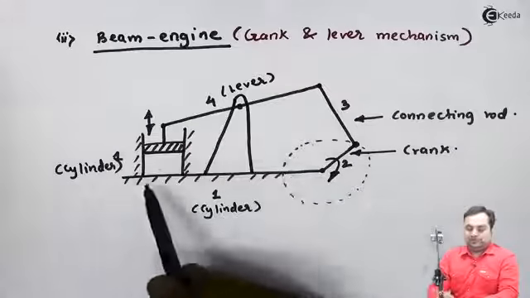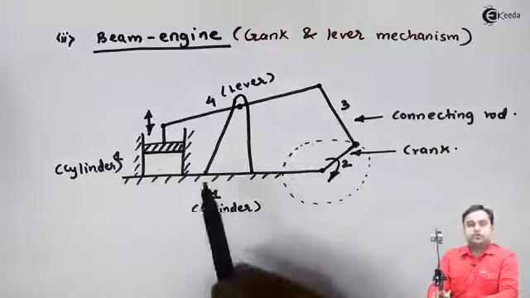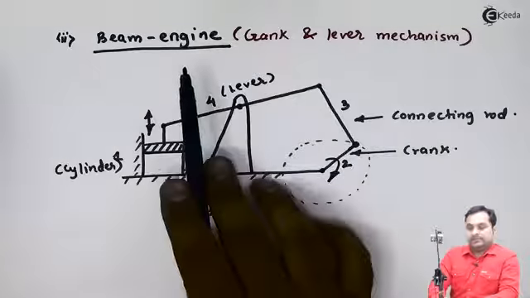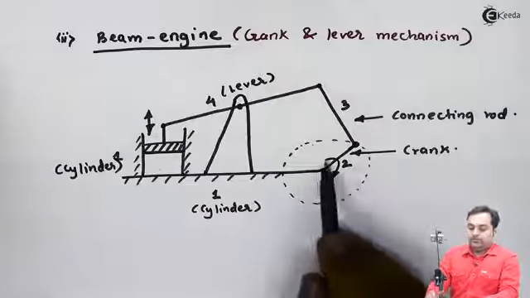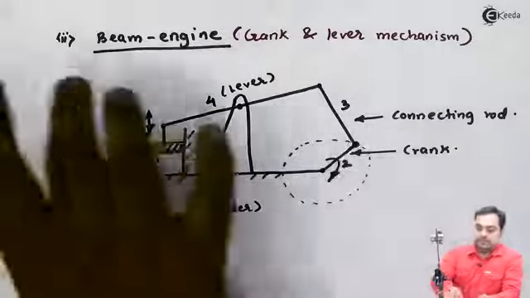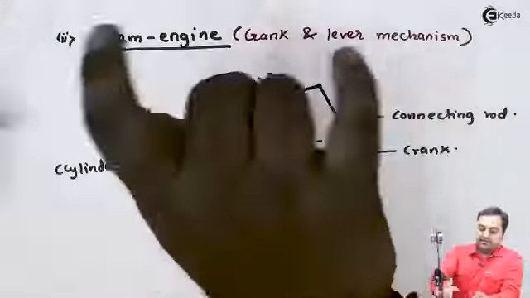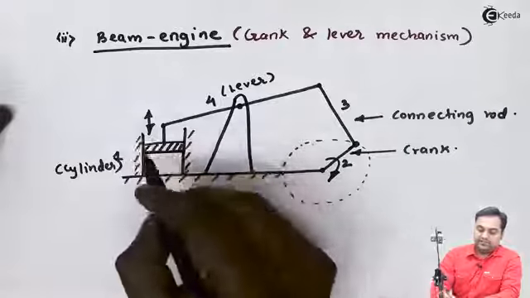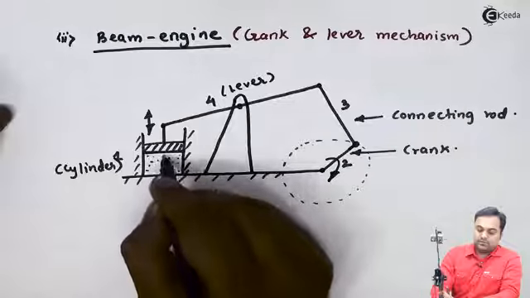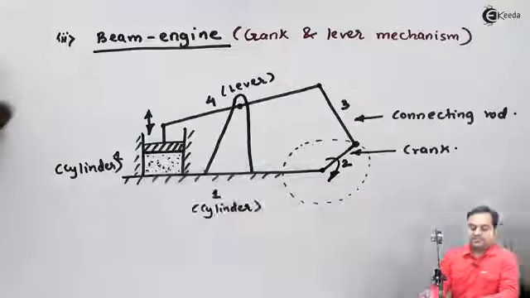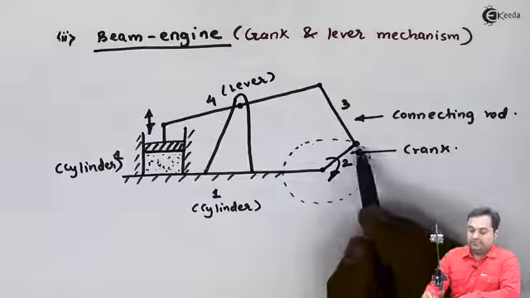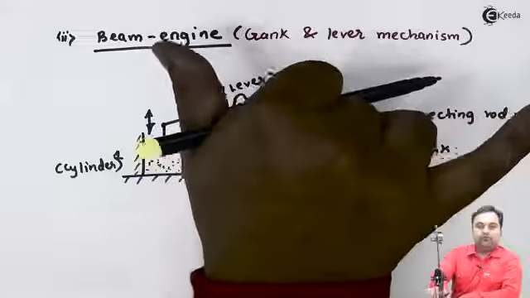and when we fix one of the links, we get an inversion, and this inversion is called the beam engine. As we can see, when the crank rotates, it transfers the motion through the connecting rod by this lever mechanism, and then we get the reciprocating motion of this piston, and here there would be the gases which are inside the cylinder. So as we can see, when the crank moves down, it takes the connecting rod with it, and then the lever moves up.